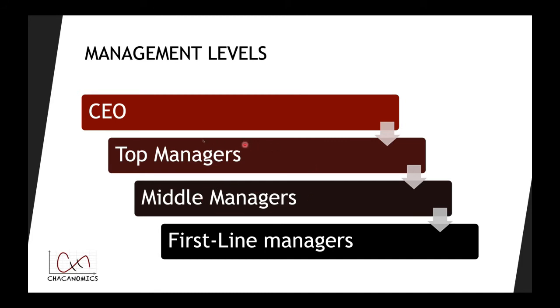Then we have the top managers, which are the highest ranked managers within an organization. They are usually called directors or officers. For example, the CFO, the Chief Financial Officer, the CMO, the Chief Marketing Officer, the CIO, the Chief Information Officer, the COO, the Chief Operations Officer, and so on. And above them all, we have the CEO, the Chief Executive Officer, who is the main leader in a company.